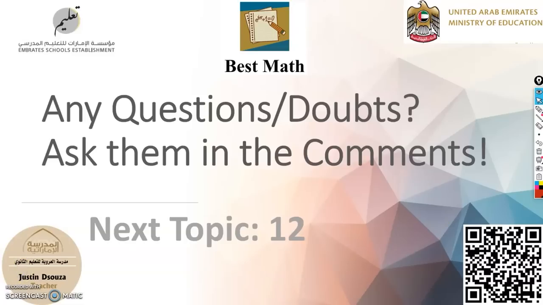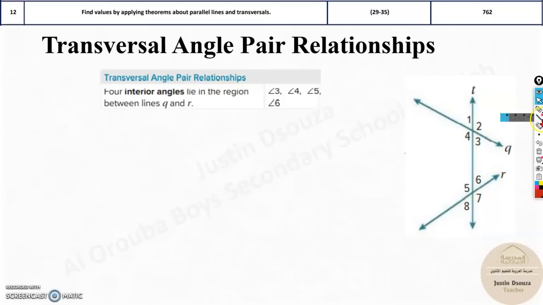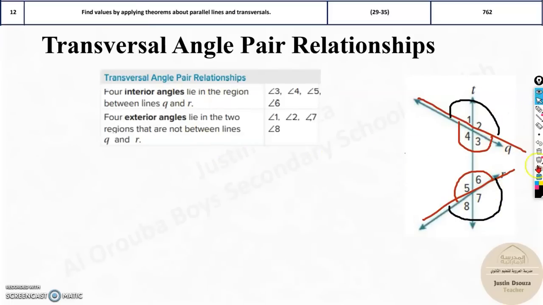Now we are moving to the 12th topic, where we will learn about the transversal angle pair relationships. Now here you can see there are two lines, and this line T is a transversal which cuts both the lines. It should be a straight line that cuts. Now, there are a few angle relationships formed. Imagine these are the two lines. These inside angles, can you see the inside angles? They are interior angles. Whereas the ones I'm drawing in black, the outer angles, are the exterior angles. Exterior angles are the black ones which I marked 1, 2, 8, 7.